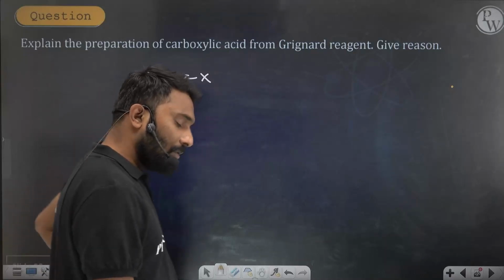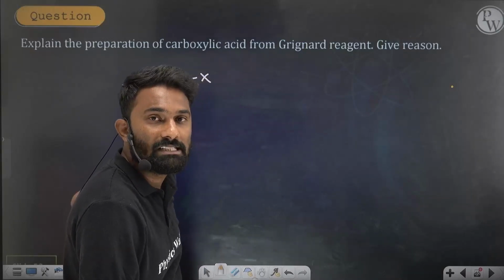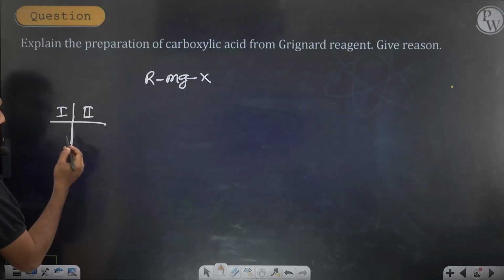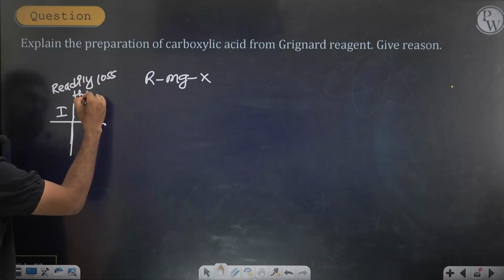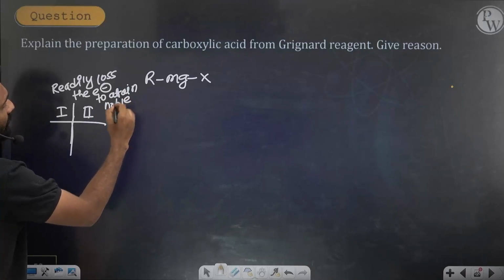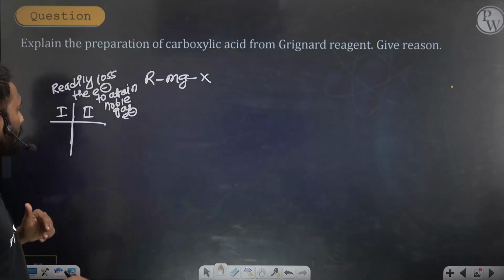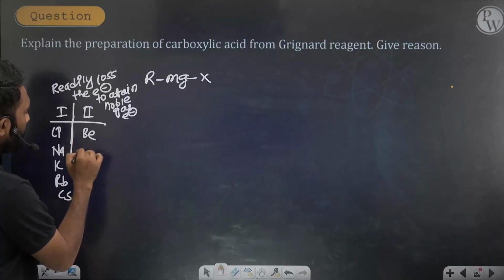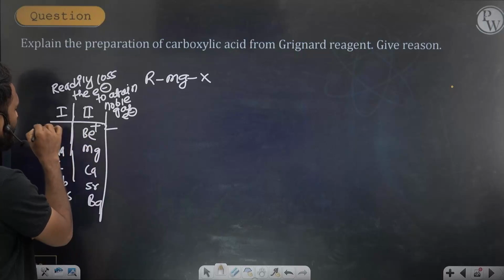Look here, most of the time carbon will show the positive charge, but when carbon is attached to metals, group 1 and group 2 elements readily lose the electrons to attain the noble gas electronic configuration. To attain it, lithium, sodium, potassium, rubidium, cesium. Now in this, beryllium, magnesium, calcium, strontium, barium. This will readily lose the 2 electrons. This will readily lose the 1 electron.